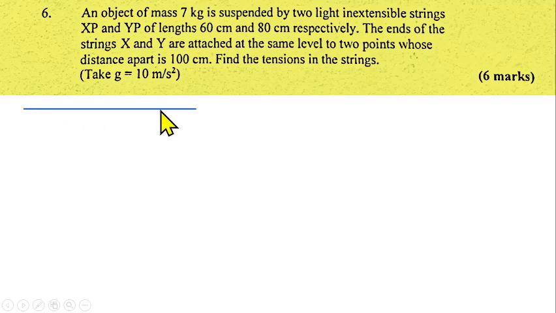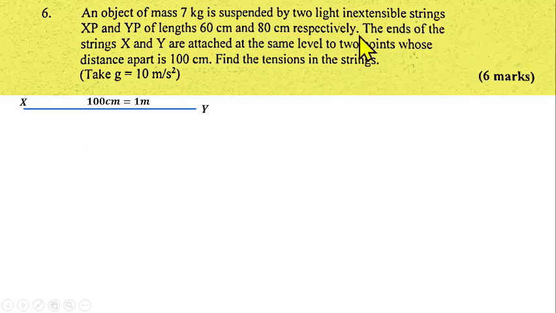So let's call this the level. If I attach S here, so we have S and Y. S is attached here, Y is attached here. The distance between the two of them is 100 centimeters, which is the same as 1 meter. And why are we taking meters? Because the acceleration due to gravity is given in meters per second squared. So that means all these centimeters need to be converted to meters as well.